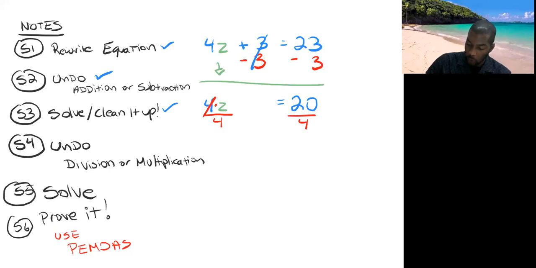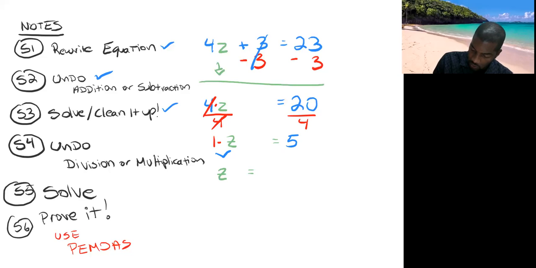4 divided by 4 is 1. So this is going to turn into 1 times z equals 20 divided by 4, which is 5, right? 1 times z, 1 times anything, we're cleaning it up right now, is itself. So z is equal to 5. Now all I have to do, I've done this, now all I have to do is prove it.